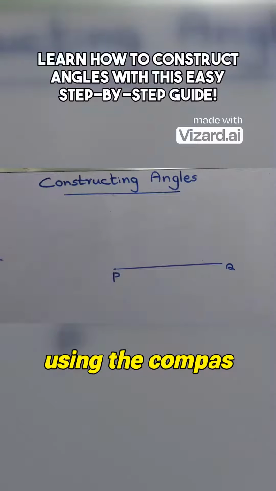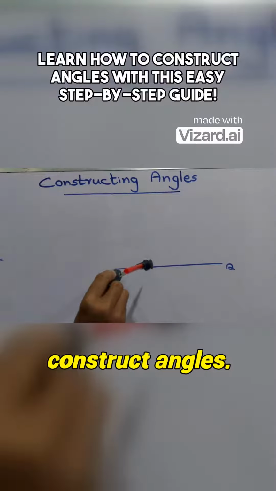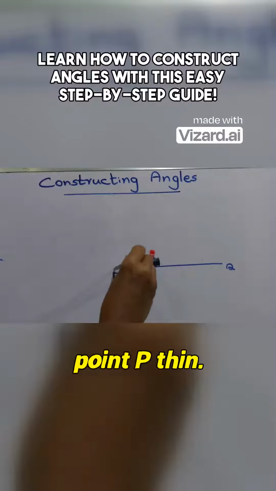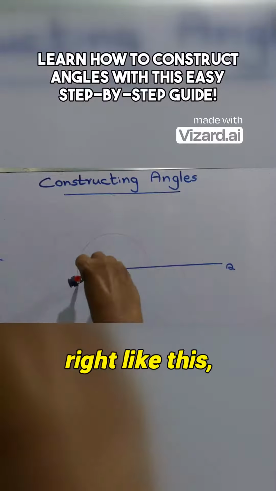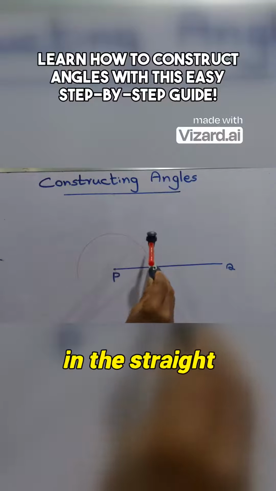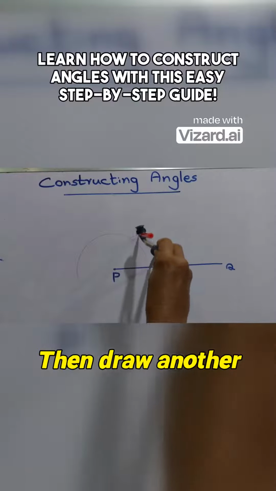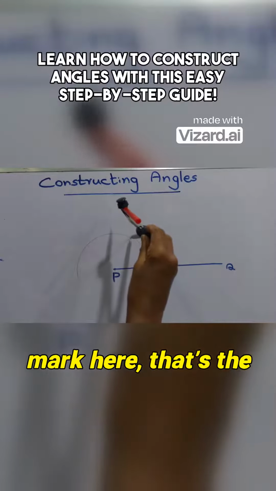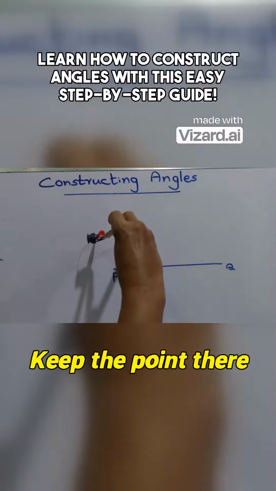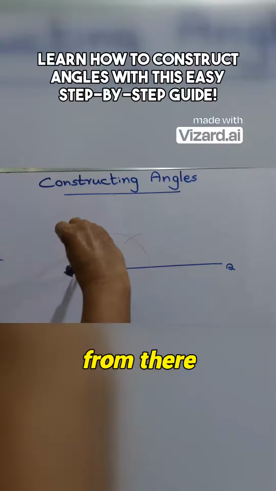Okay. Then, using the compass, now we are going to construct angles. Keep the point of the compass on point P, then draw from P, right, like this. That's the joint arc and the straight line. Keep the point there, then draw another mark here. That's the intersection there, then keep the point there and draw another mark, and from there another mark.